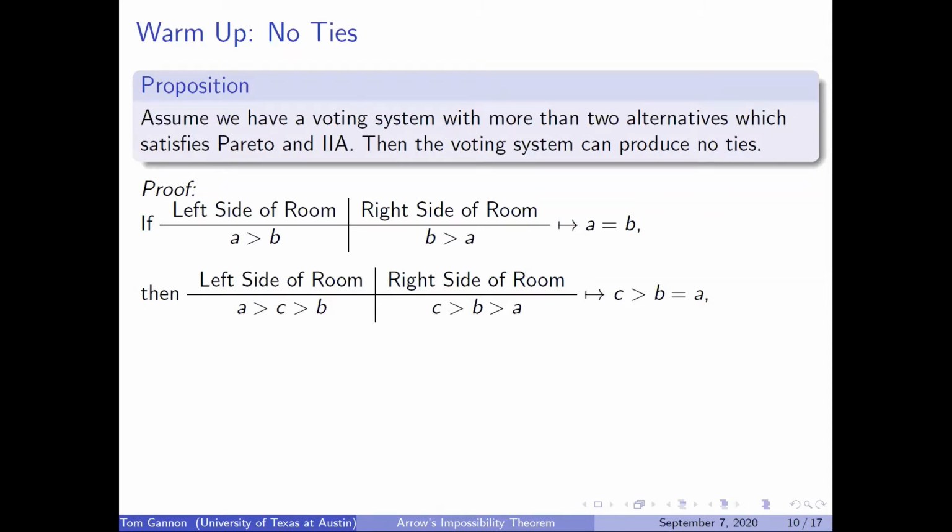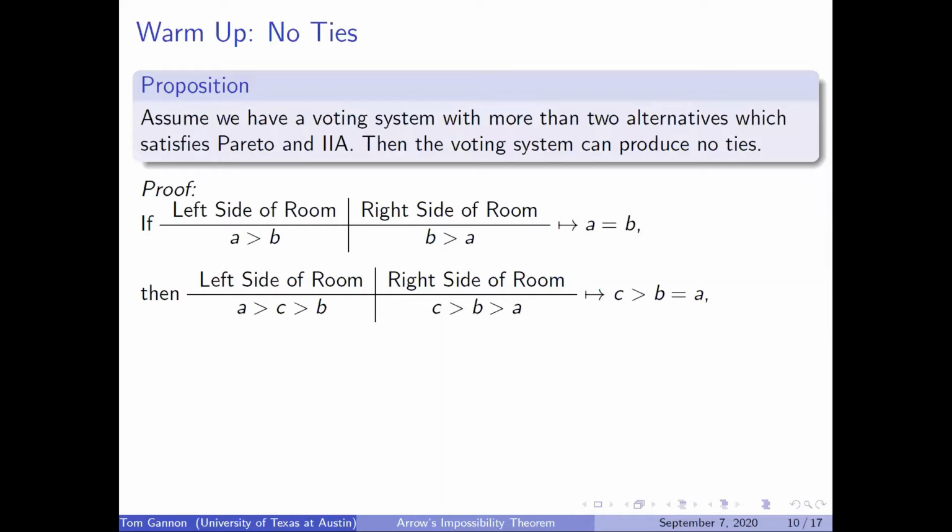And I'm already able to conclude some stuff about where C lies given certain voting patterns. For example, the left side of the room could be one person who has some crazy voting power, right? And then the right side of the room could be everybody else.